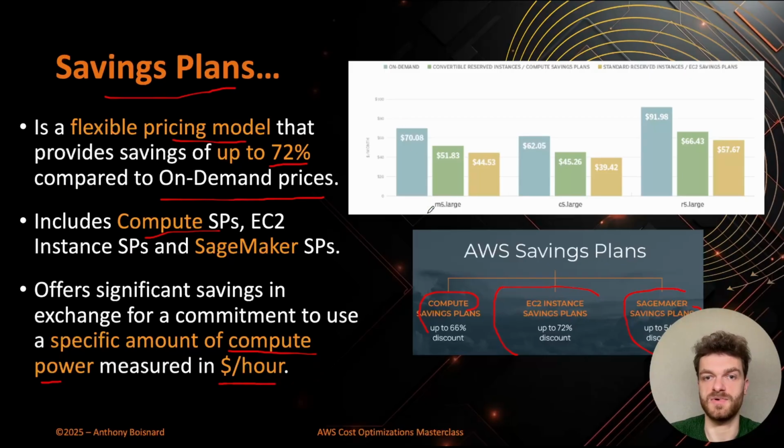So this is one example here for an M5.large instance, and this is the full price for on-demand. This is, in green, the price of compute savings plans, and in yellow the price of EC2 savings plans.